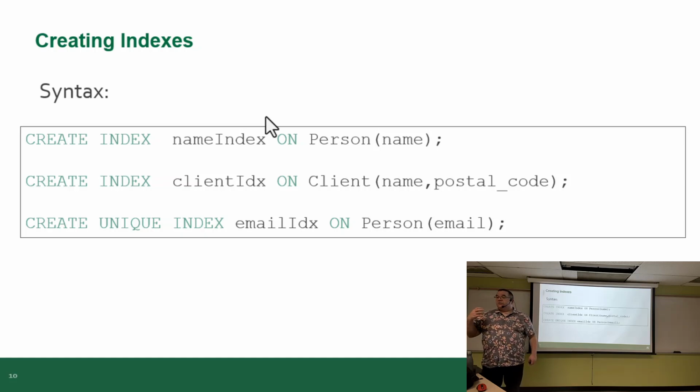If you want to make it so it's unique, you just go create unique index instead of just create index. It's a modifier in the index command. You create the table, then you create the indexes, because the index won't be able to create against something that does not exist.